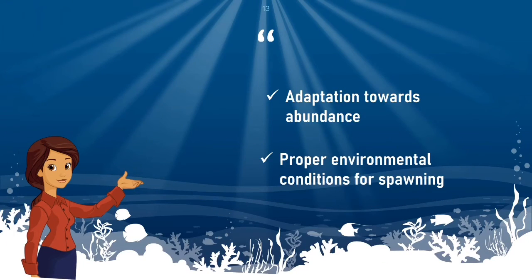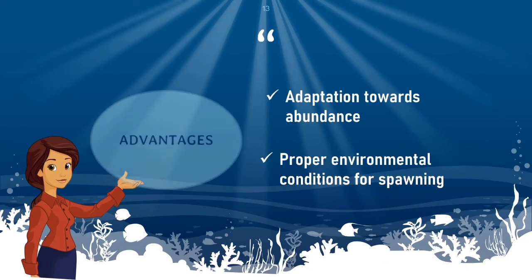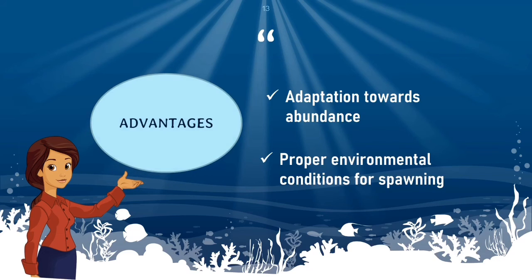So here are a few advantages of fish migration, which are the adaptation toward abundance. The nursery or spawning grounds may not have enough food to maintain both the mature and juvenile members of a large population. Hence, migration proved to be an advantage to have separate spawning, nursery and feeding grounds. Next is the proper environmental condition for spawning.